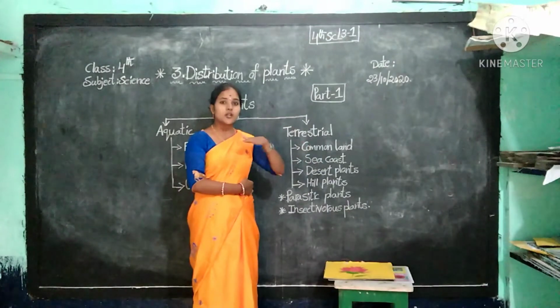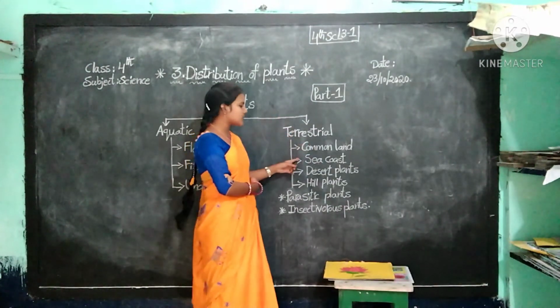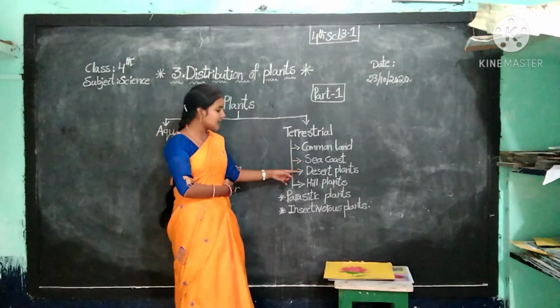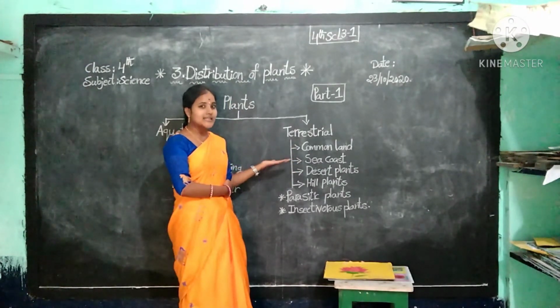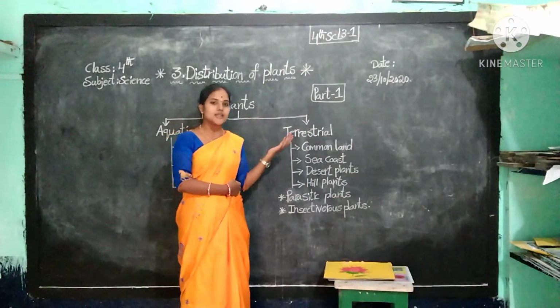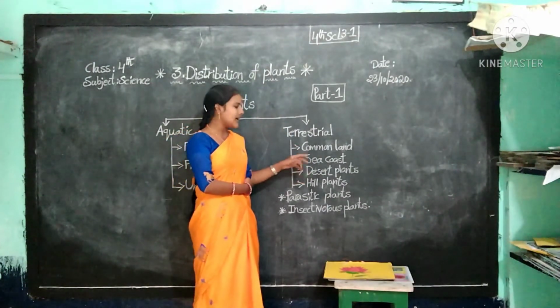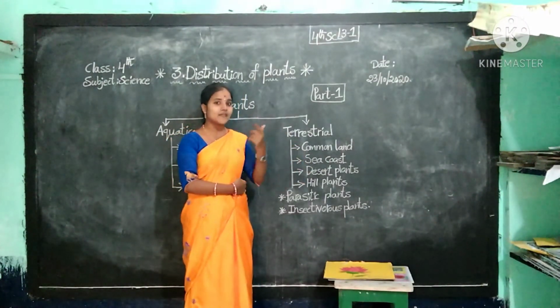That's why they grow above the soil. This is about sea coast plants, children. The next one is desert plants. You already know about desert plants, children. What are the desert plants? The plants that grow in the deserts are called desert plants. And desert plants are quite different from other plants.